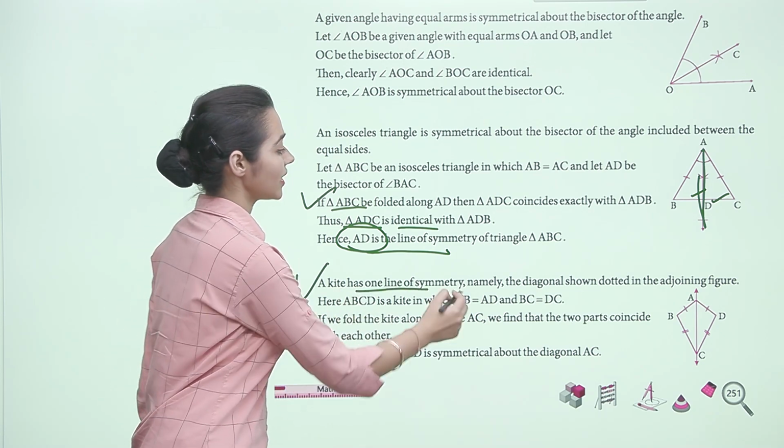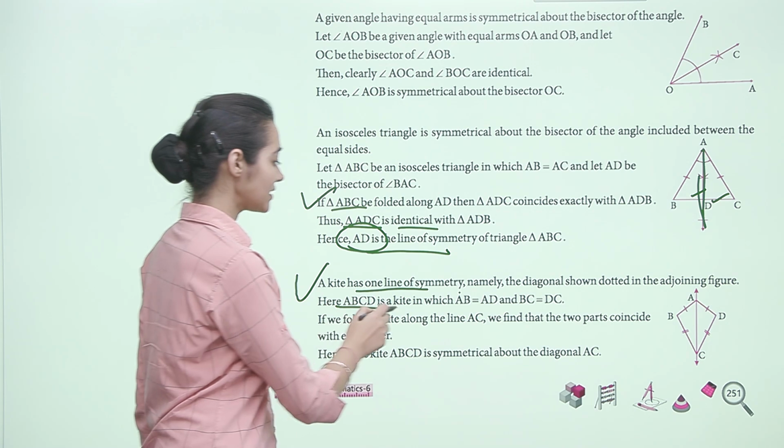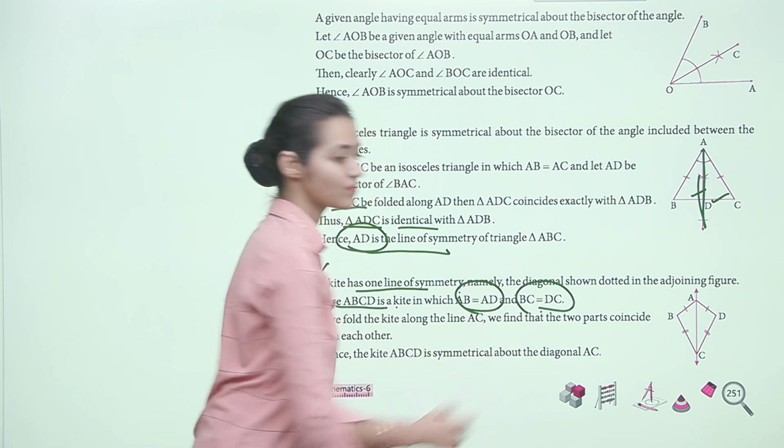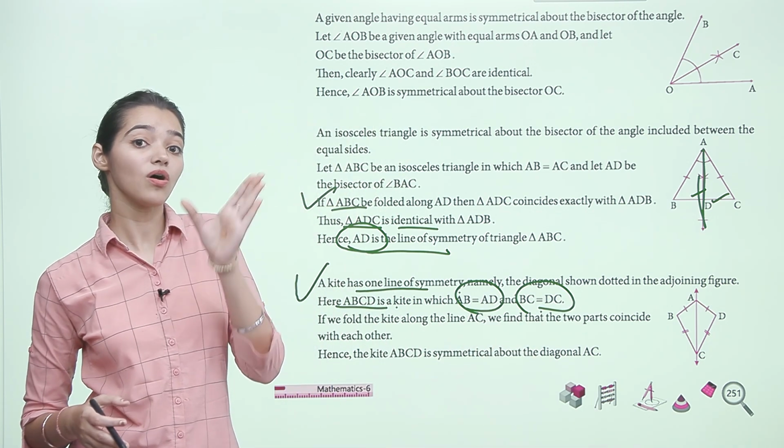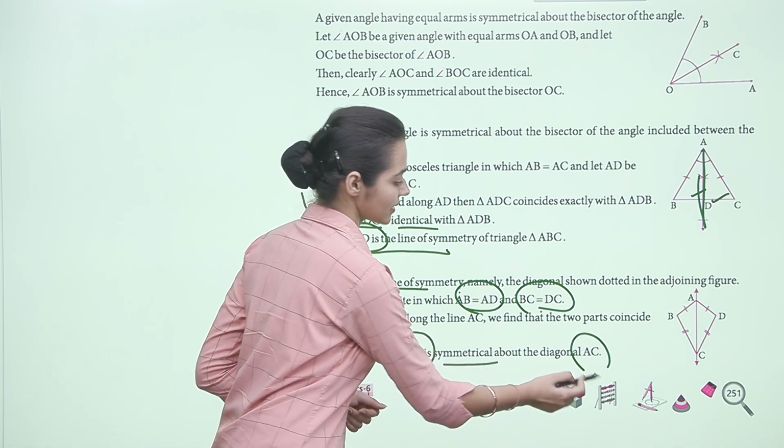Now a kite also has one line of symmetry, namely the diagonal shown dotted in the adjoining figure. So ABCD is a kite, AB is equal to AD and BC is equal to DC. If we fold the kite along the line AC, then the two parts coincide with each other. So ABCD is symmetrical about the diagonal AC.